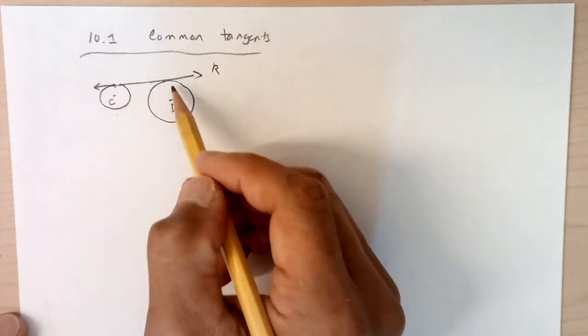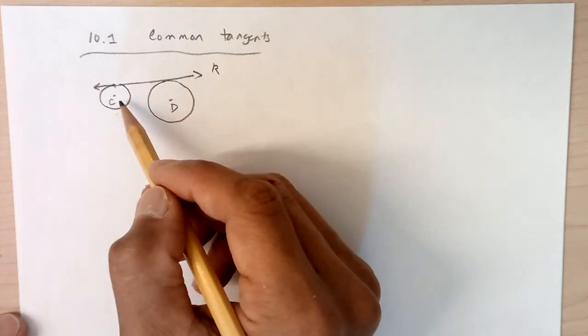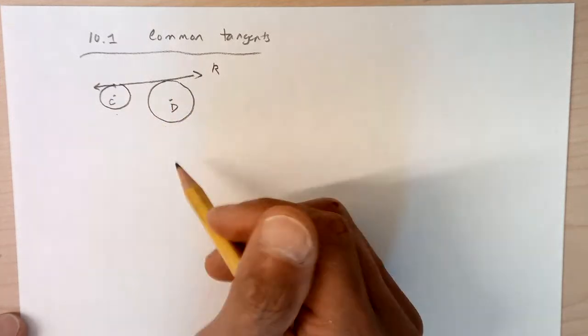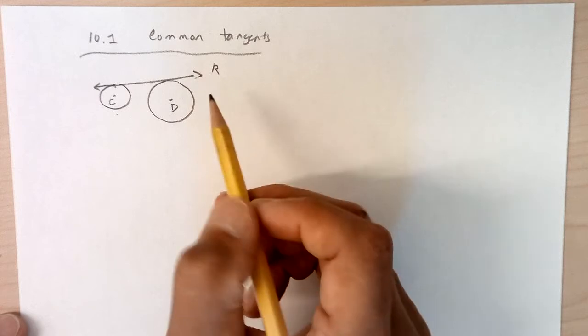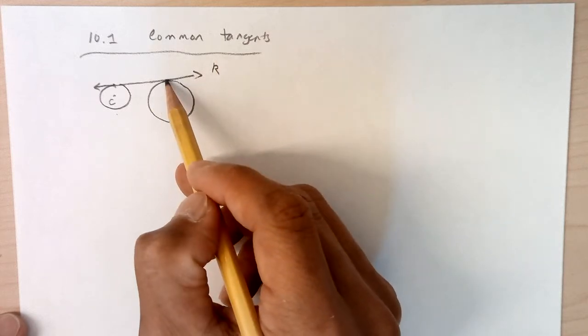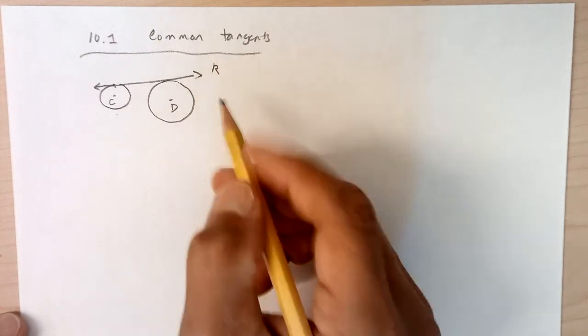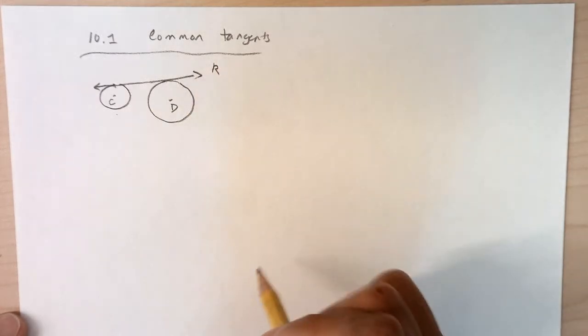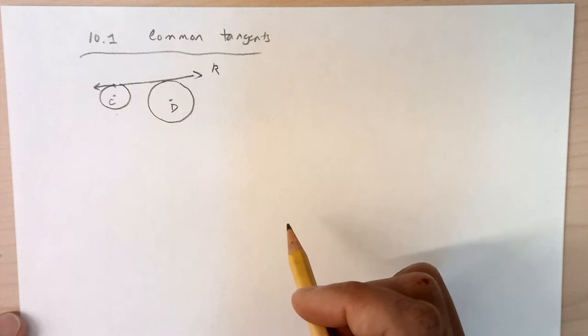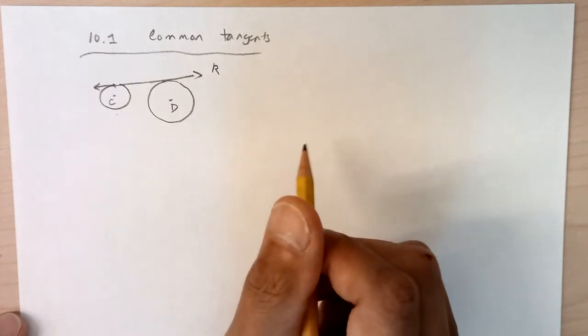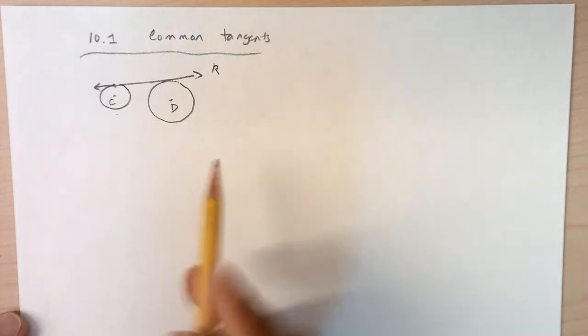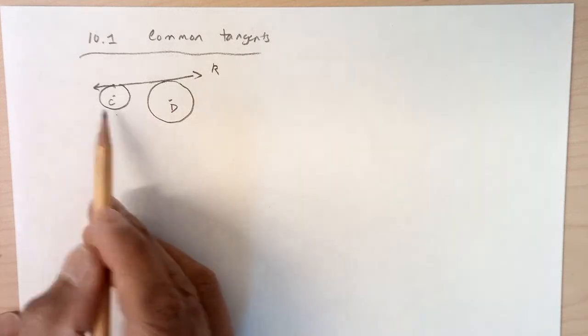So this is a common tangent because it's tangent to both of those circles and both of those circles share it. And even more specifically, this tangent is outside of the two circles, so it's a common external tangent. Okay? It's external because it's outside. The opposite of that would be an internal tangent. Okay? But that's not the only common tangent that these two circles share.